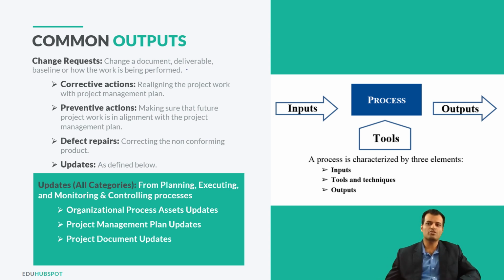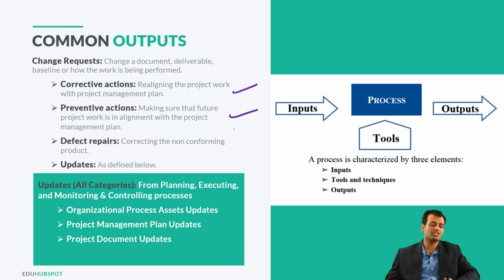So a change to a document, deliverable, or baseline, or to how the work is being performed. You can do a lot of changes on the project. First of all, you do a change request as a corrective action, realigning the project work with the project management plan. You are doing the project, but when you compare your plan with what you are actually doing, you see that you're not on track. You missed a few things. At that stage, you might have to go back and make some corrective actions.